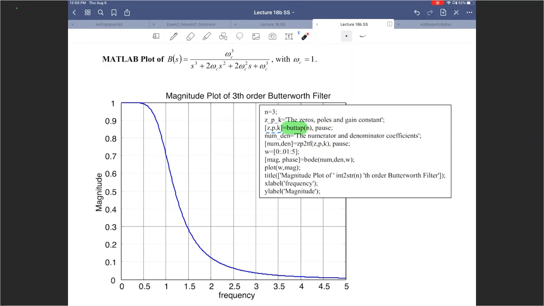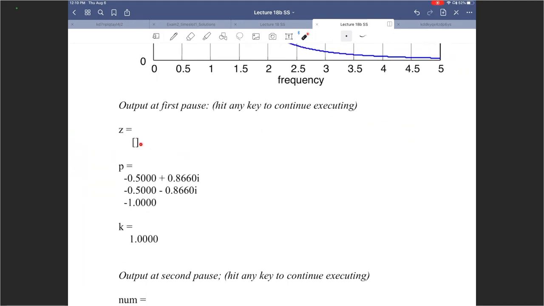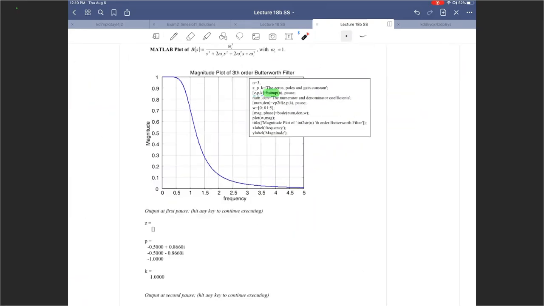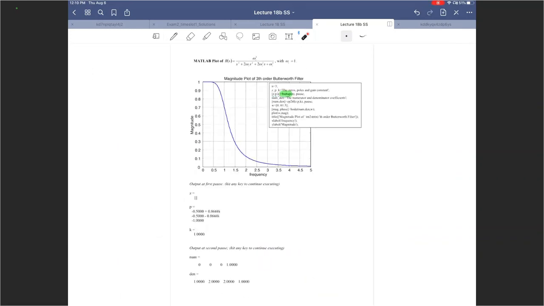That will give you the location of the zeros, there are no zeros there, the location of the poles, and the gain constant k. Using those, there's a bode plot command that you can use to sketch out the magnitude and phase of the third order Butterworth filter as well. So this piece of code is available to you if you want to play around with higher order Butterworth filters and see how the magnitude of this filter changes as you increase the order. Obviously that needs to become more and more sharp.